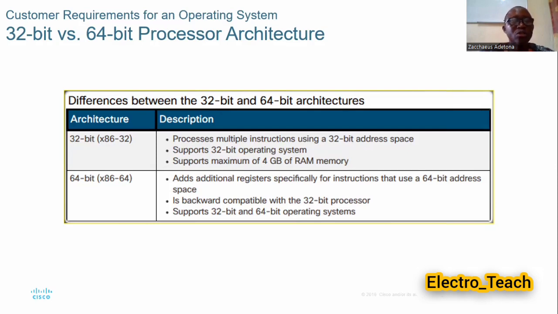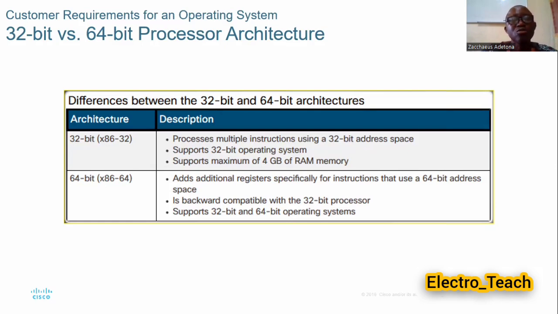And then the 64-bit processor is backward compatible with the 32-bit processor. It means it can actually execute programs from a 32-bit processor. Then it supports both 32-bit and 64-bit operating systems. That means it's also backward compatible with 32-bit OS. So it can process information from 32-bit and 64-bit, whereas 32-bit cannot process data from a 64-bit operating system. That is a distinction between 32-bit and 64-bit processor architecture.